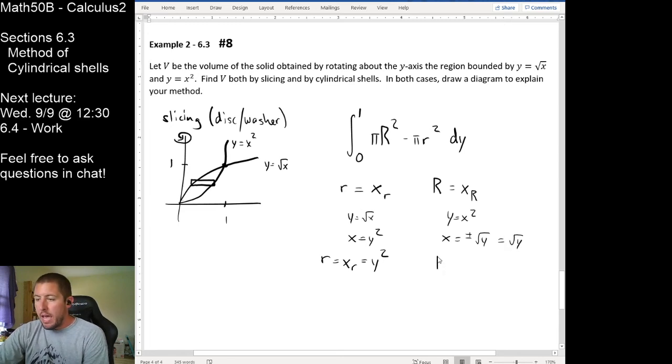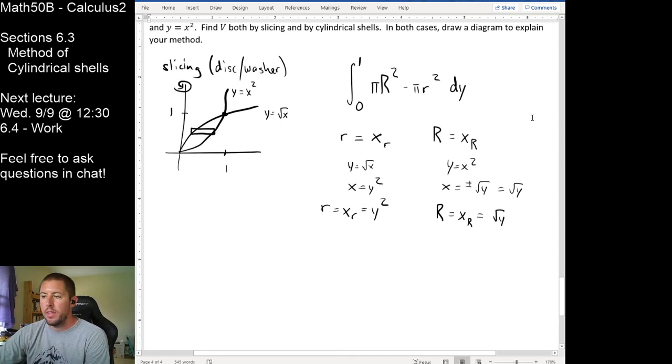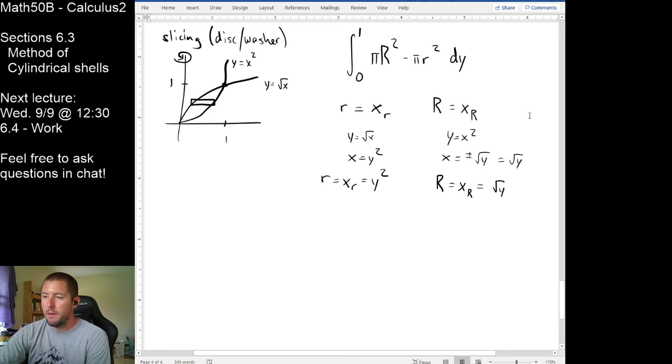And that says to me capital R, what we're calling the outer radius as measured in the x direction, is root y. So I now have the pieces that I need to do this with the disk washer method here. So it looks like my integral is 0 to 1. Those are y values, 0 and 1.